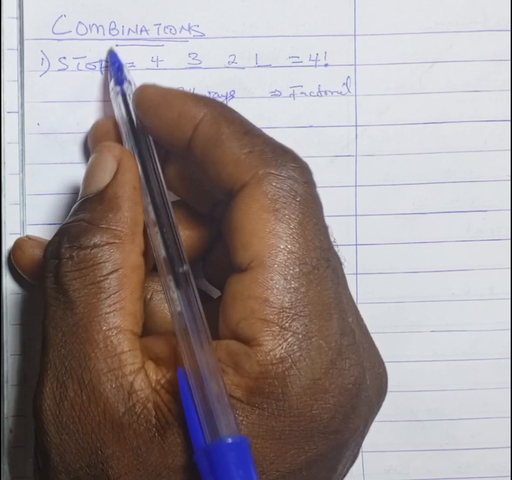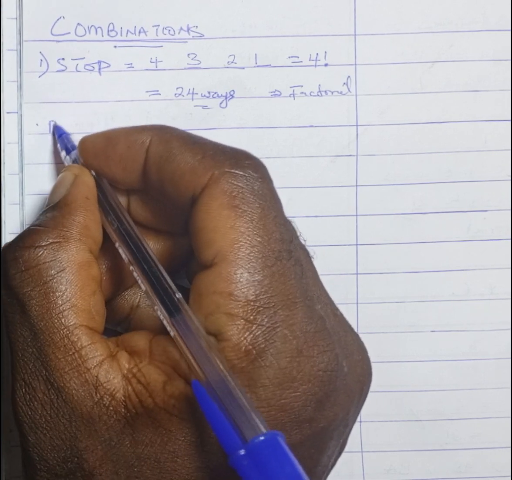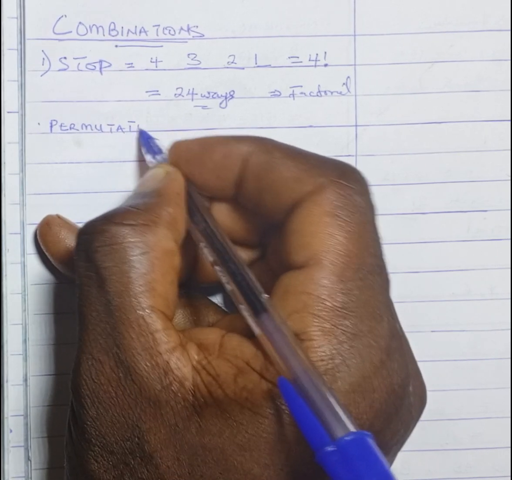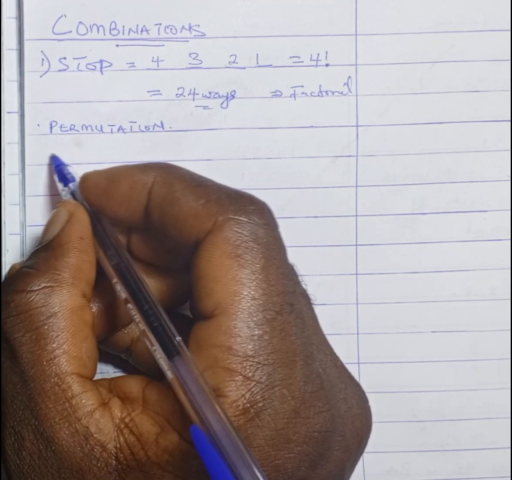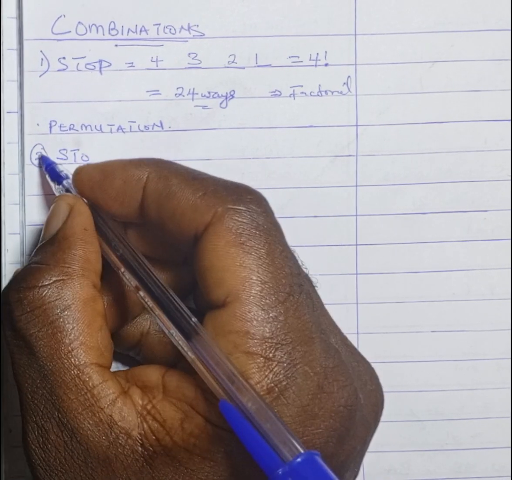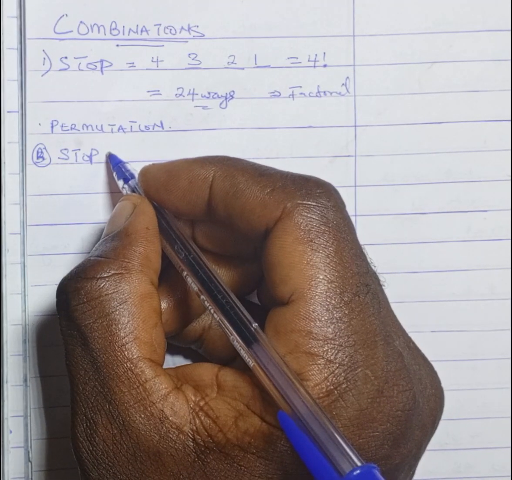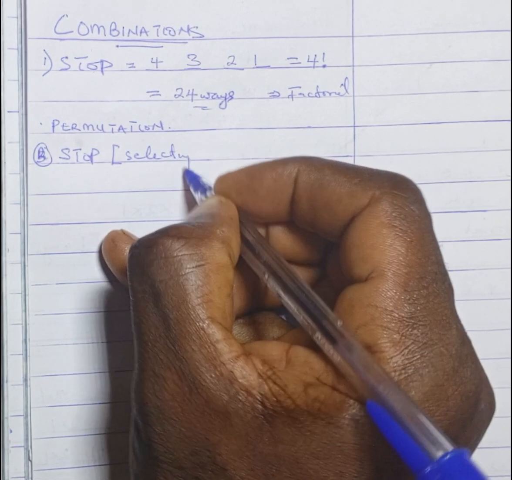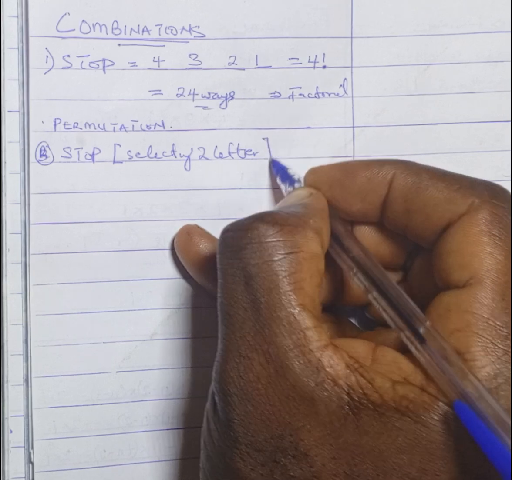Now, assuming also we want to talk about, before we get to combination, there's something they call permutation. I believe you have come across that word. Of course, they go together, permutation and combination. Now, let us say we have, let's use the word stop again. And they say we are selecting 2 letters. We have to select 2 letters.